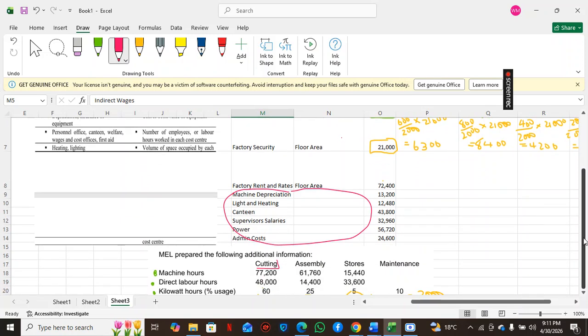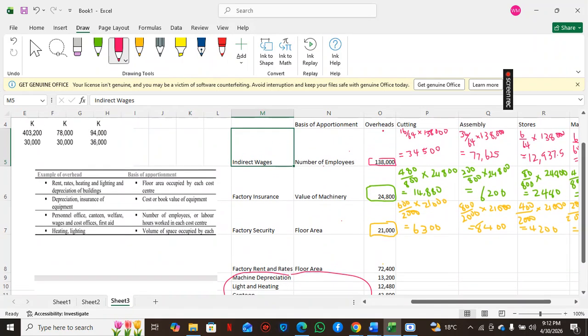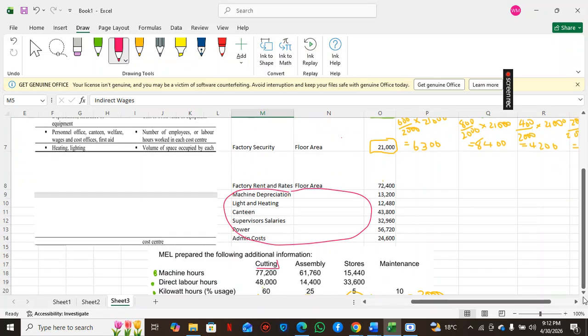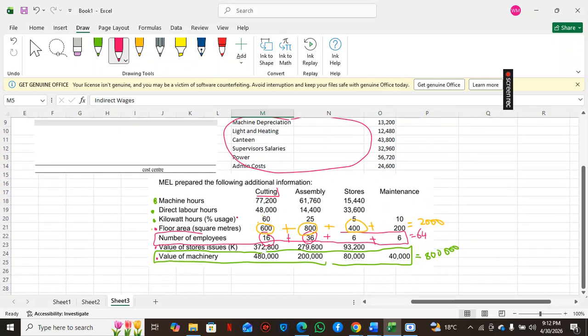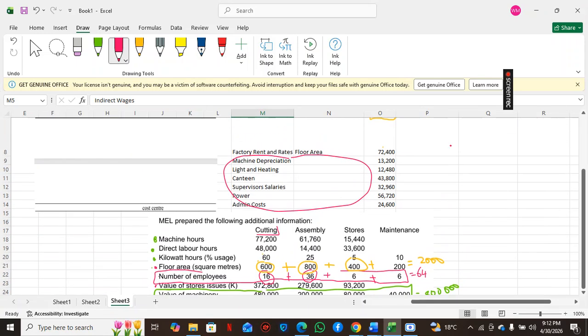So, Mr. Casson, since you came in late, here what is just happening, sir, is we are sharing these overheads out to the four departments. And how we're sharing them out, we're using this information. We want to share out the factory rent and rates, this 72,400, to the four departments, using the floor area.